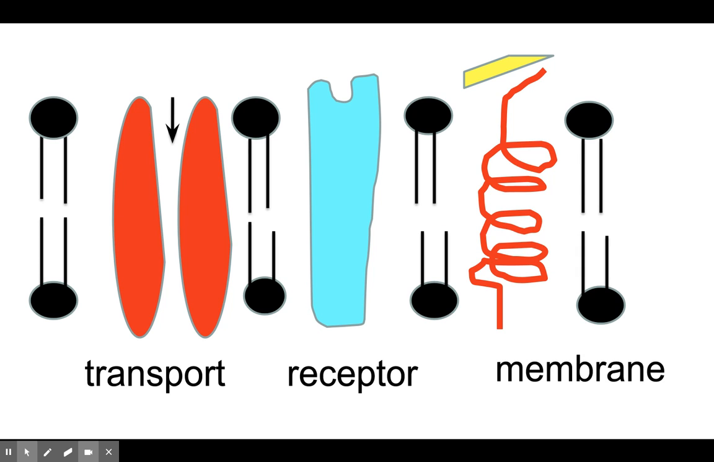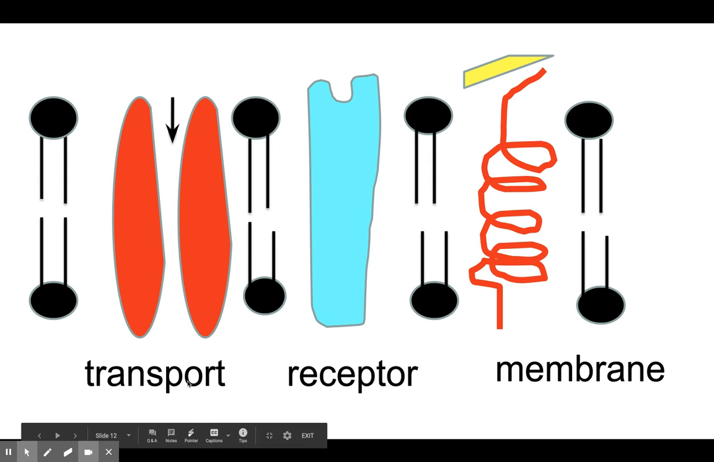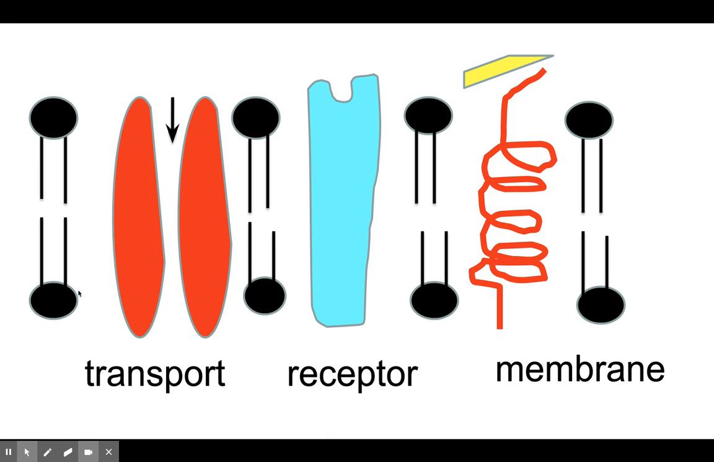So here's another little drawing. Here's the transport. Notice here, what is this? This is our phospholipid bilayer. We have one phospholipid, two phospholipid, polar head, nonpolar tail. So here, this is acting as a cell membrane. These represent the three types of proteins that are found in the cell membrane. We have the transport protein. See how it looks like a tunnel? Then we have the receptor protein, and then we have the membrane protein.